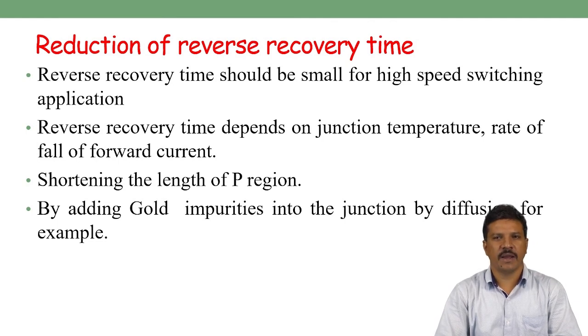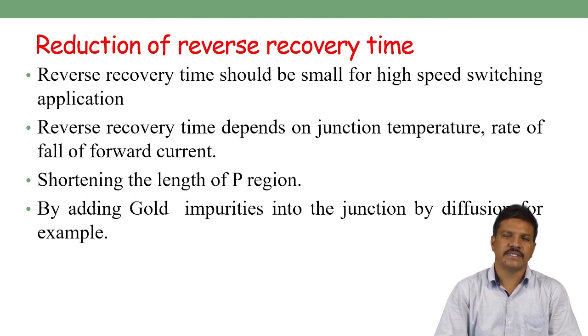The reverse recovery time can be reduced by shortening the length of the P region. When we shorten the length of the P region, we get a small P region and a large N type. Or sometimes we can adjust the doping, changing the dopings. But the best one is shortening the length of the P region.